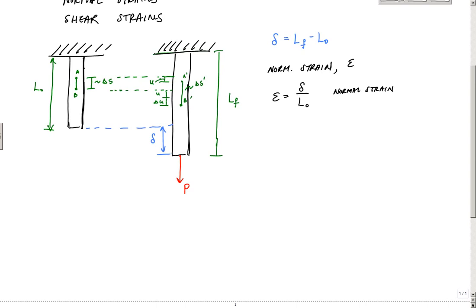And I would say the normal strain of this location, this line segment, is going to be just like before: the change in length, which will be delta S prime minus delta S, over the original length delta S. In terms of these delta U's and U's, it's really just this delta U divided by delta S. And this would be my average normal strain for segment AB.